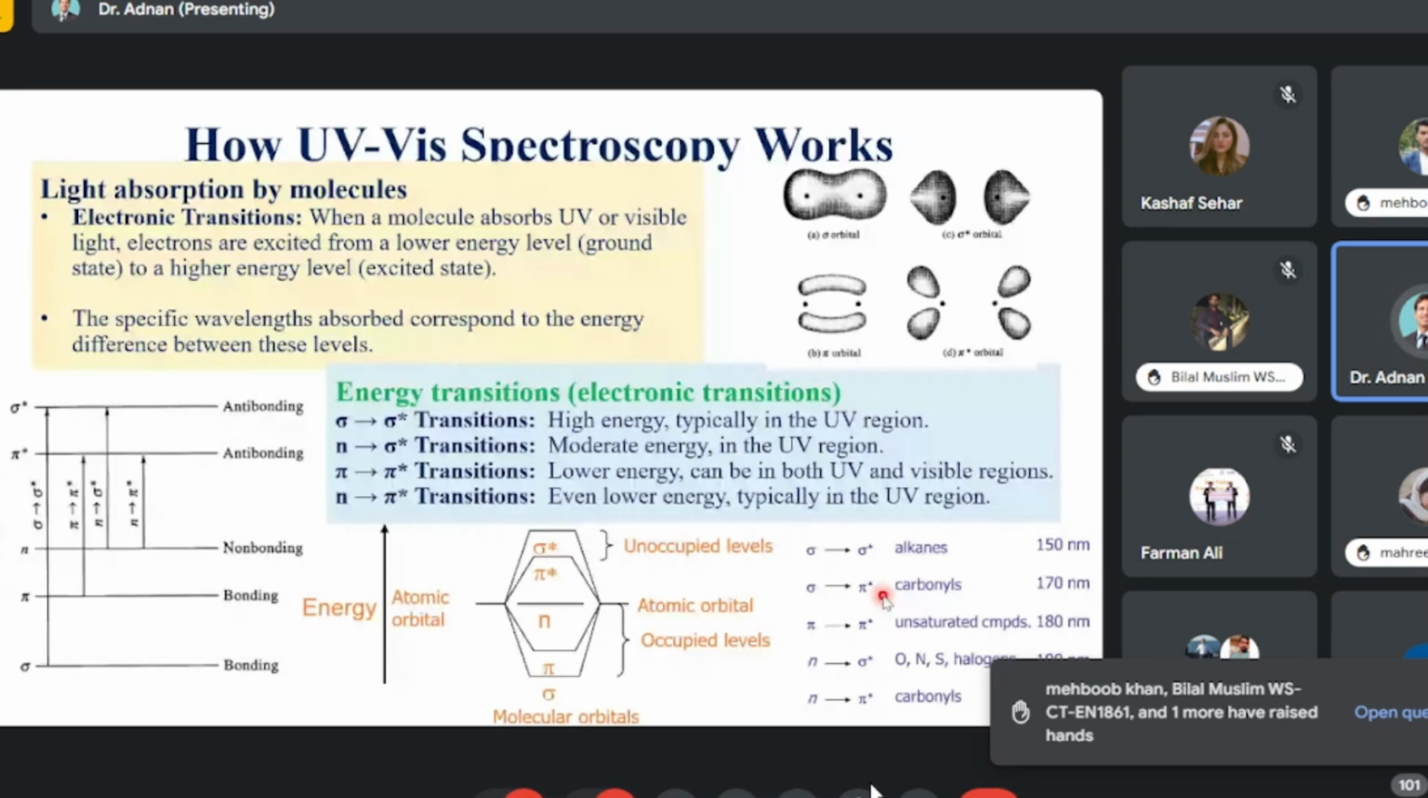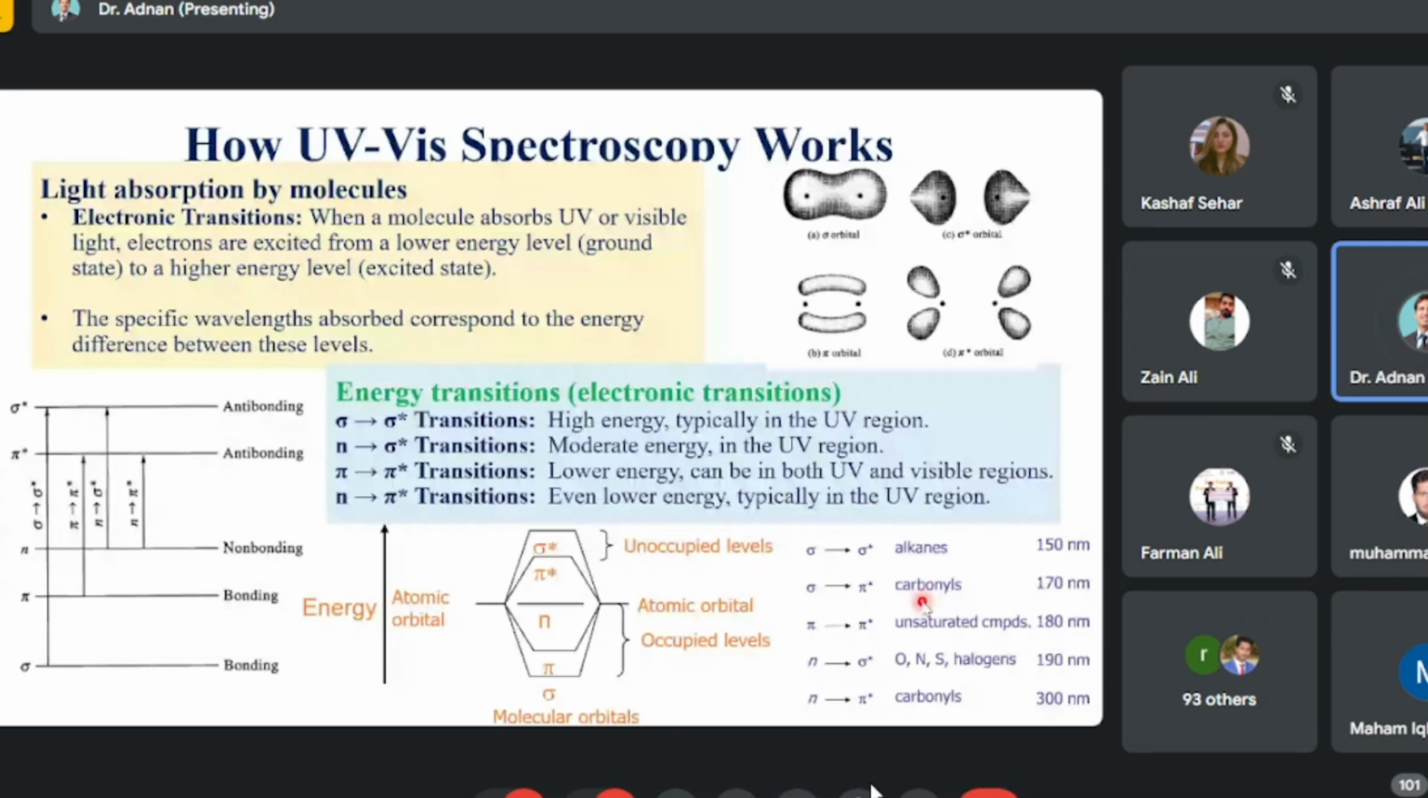These are other types of transition, but sometimes they are forbidden. That occurs in carbonyls, and it happens at 170 nanometers. Pi to pi star transitions take place in the unsaturated compounds at around 180 nanometer. N to sigma star is in oxygen, nitrogen, and sulfur, or other heteroatoms like halogens. That takes place at 190 nanometer, and then carbonyls take place at 300 nanometers.